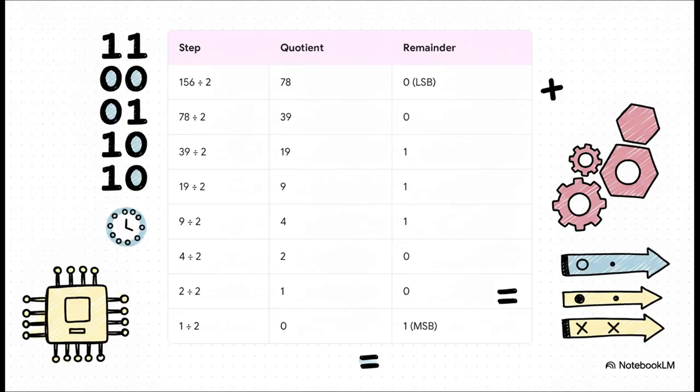So 156 divided by 2 is 78, with the remainder of 0. Then 78 by 2 is 39, remainder 0. You just keep doing that all the way down until the quotient is 0. Now here's the secret sauce. You take the remainders and read them from the bottom up. So 156 in decimal becomes 100111100 in binary. That's all there is to it.